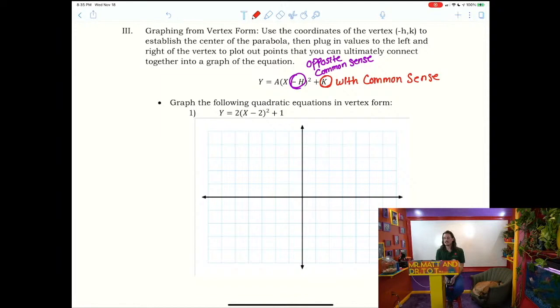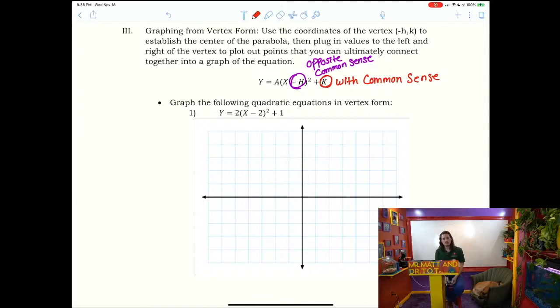That means that if it looks like it's negative 2, left of the 0, 2, then it's actually positive 2. It's right of the 0, 2. The k value goes with common sense because it's attached with addition. So if the k value is positive 3, that means it's up 3 from the origin 0, 0. If the k value is minus 5, it goes with common sense. And so that would be minus 5 or down 5 from the origin.